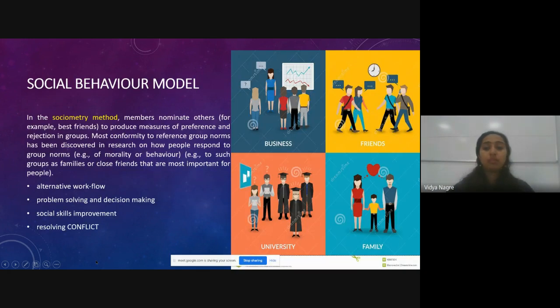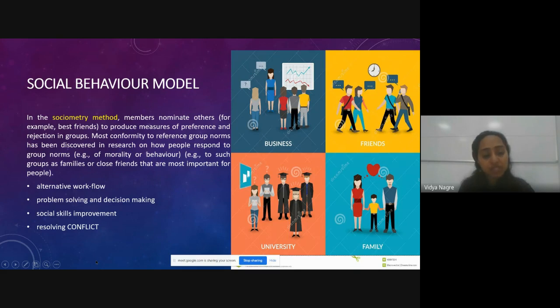Social behavioral model also helps a lot in classroom learning. It helps them to learn team building skills, being a member of a team, cooperative skills, at the same time, leadership skills. So in a sociometry method, members nominate others. For example, this is my best friend. He is my family member. To produce measures of preferences and rejection in groups.